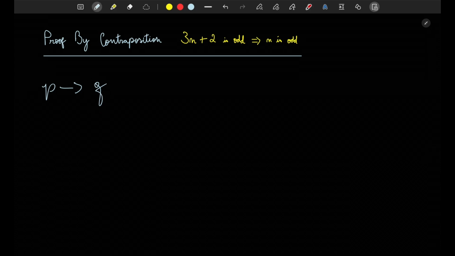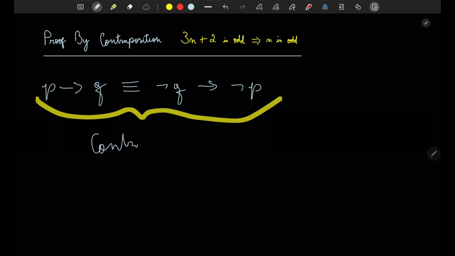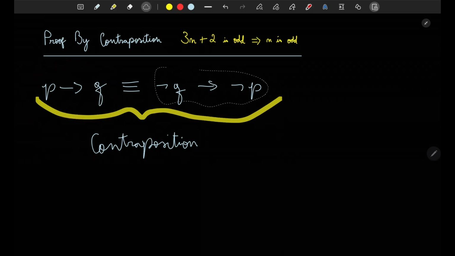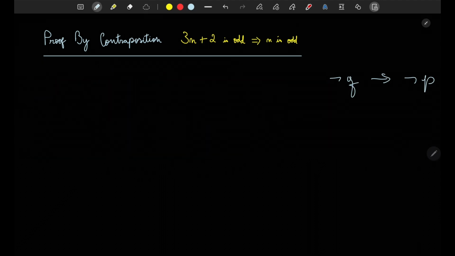But here what we want actually is to use the fact that P implies Q is logically equivalent to not Q implies not P. This essentially is what we call contraposition. And we can use this fact to reach the conclusion that not P must also be true, and then this will be logically equivalent to what we actually want to prove, which is P implies Q. So let me get rid of these here, and let's go to it.